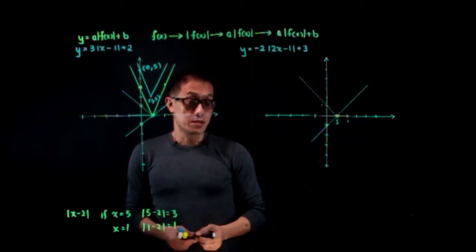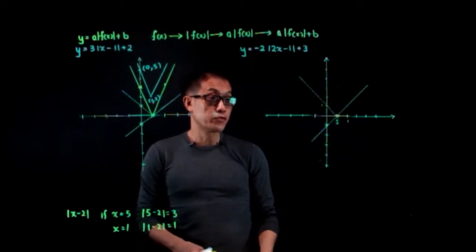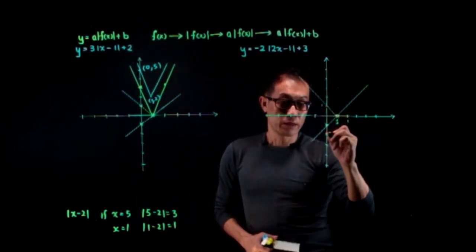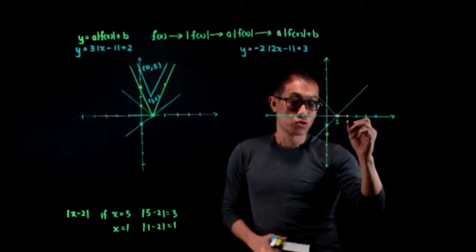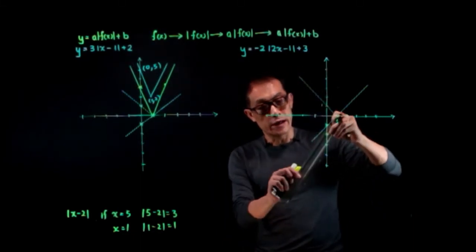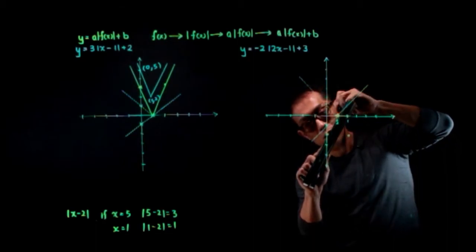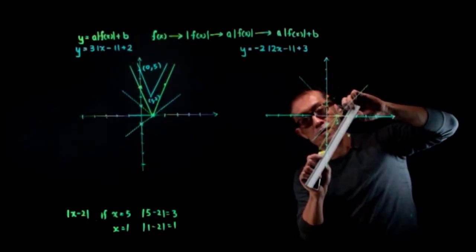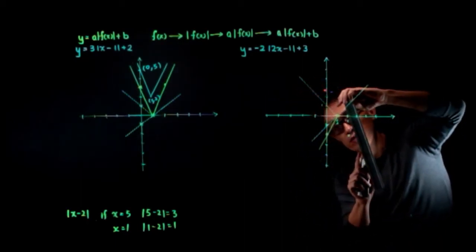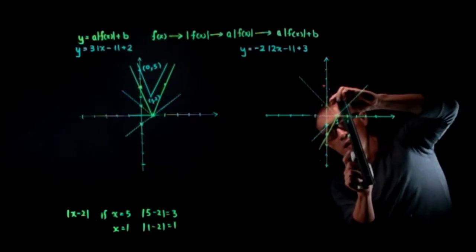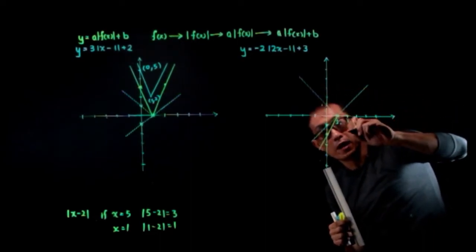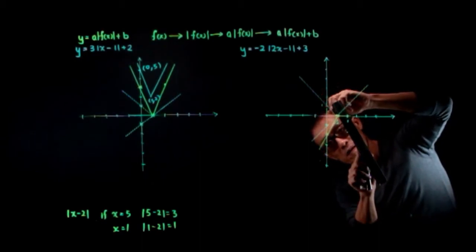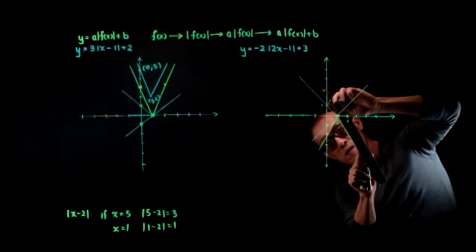Now let's do the negative 2. I multiply by negative 2. 1 multiplied by negative 2 is minus 2. So I can draw this graph here because I got 2 points. 2 points is enough to define a line. I think this should be a little bit up here. Alright.